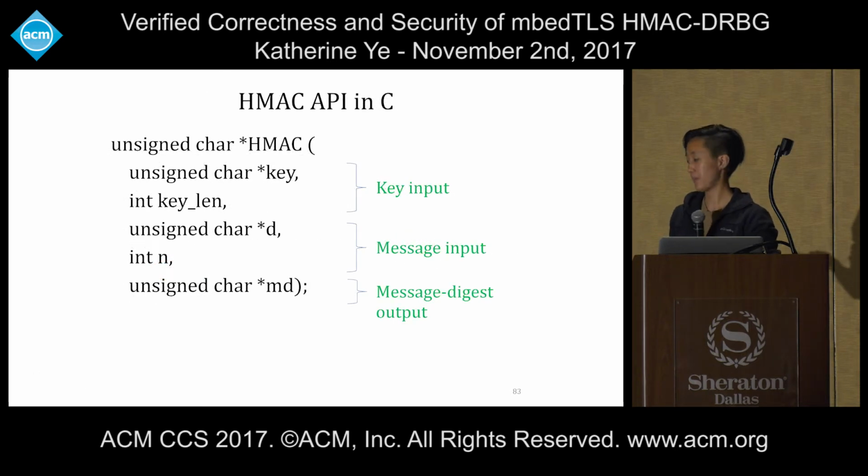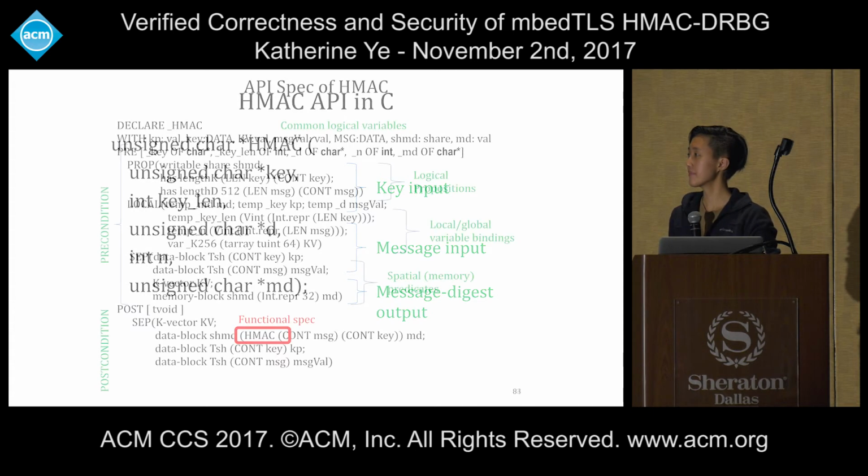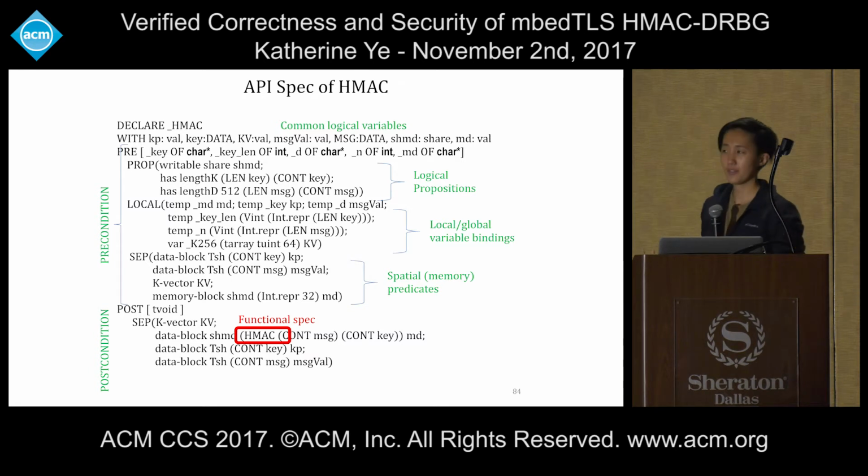This is what the HMAC API in C looks like. So key input, message digest input. And here's the API specification of HMAC. So some logical variables, propositions on them, precondition, variable bindings, memory predicates, postcondition. And then notice again that HMAC's functional specification is mentioned here. And we do have a similar spec for HMAC-DRBG, but it wouldn't fit on the slide.